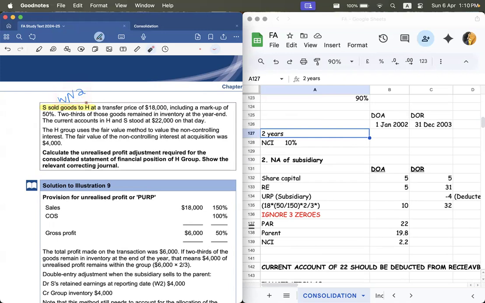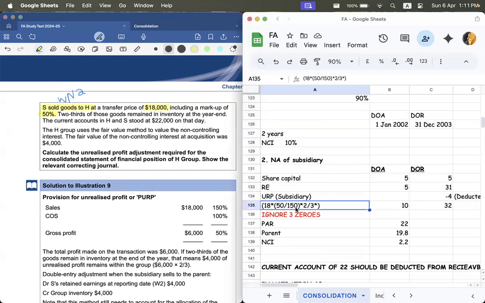Now, here we need the previous chapter. I think in the 17th chapter or so, we studied markup and margin, right? So the same thing is used here. They have given us the transfer price of the goods is 18,000, which includes a markup, right? So markup means C is 100, P is 50. So together 150 is the selling price. So selling price is 18,000 and you want to find the profit.